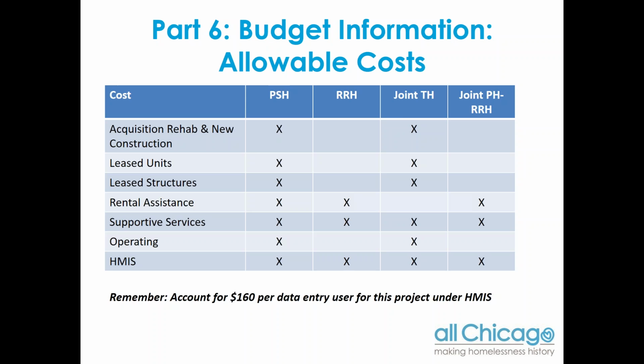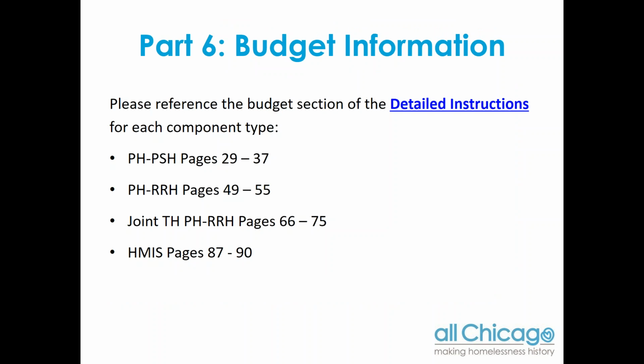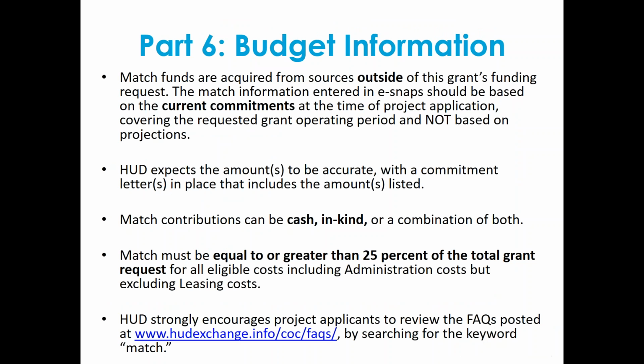So as we mentioned, the budgets are unique for each component type, and in the detailed instructions from HUD, we're listing where your budget information is located based on your model type. But as always, you can call us if you need some assistance with completing your budget. A big part of the budget is, of course, match.